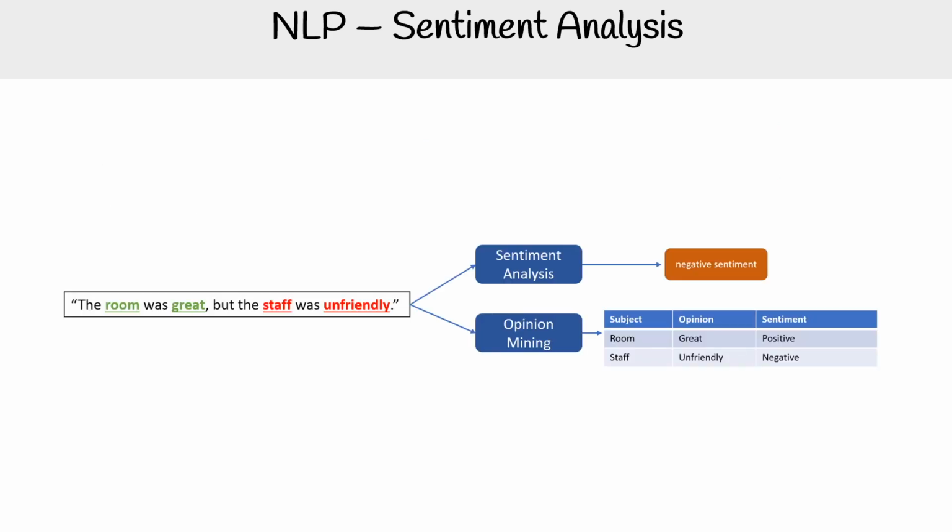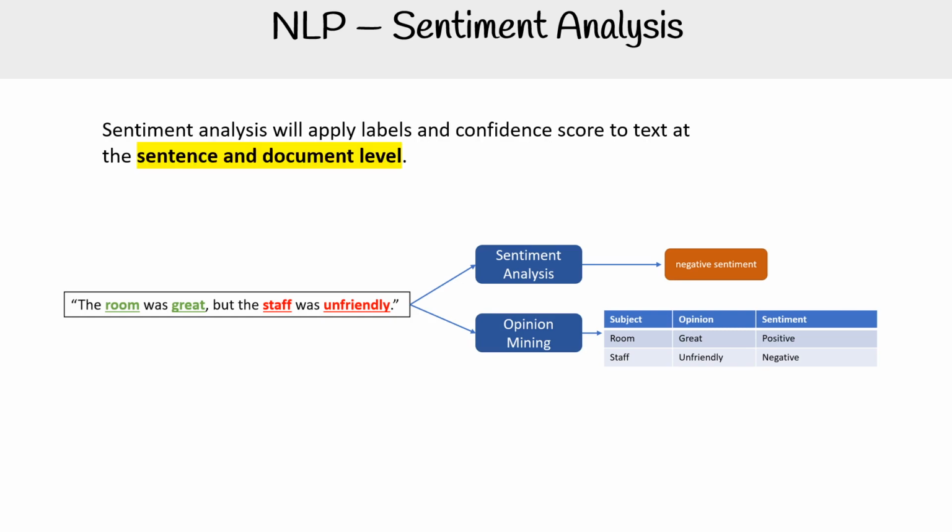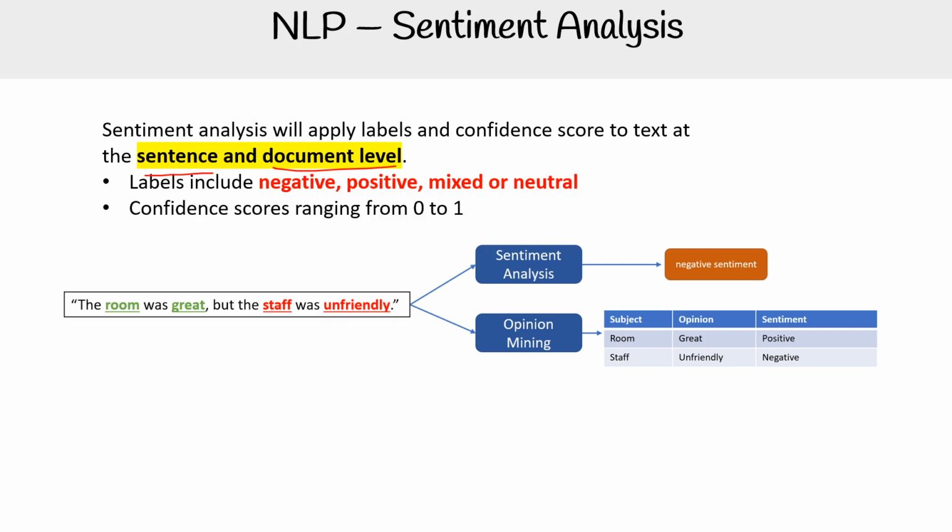We're looking at sentiment analysis. This graphic makes it make a lot more sense when we're splitting between sentiment and opinion mining. But the idea here is that sentiment analysis will apply labels and confidence scores to text at the sentence and document level. And so labels can include negative, positive, mixed, or neutral, and it will have a confidence score ranging from 0 to 1. And so over here, we have a sentiment analysis of this line here, and it's saying that this was a negative sentiment.